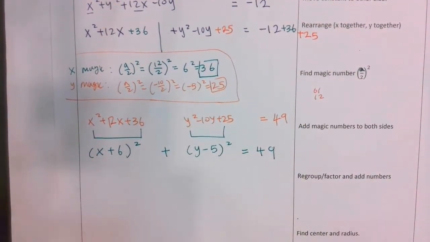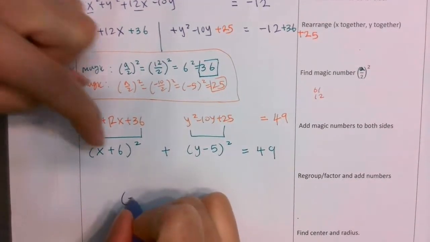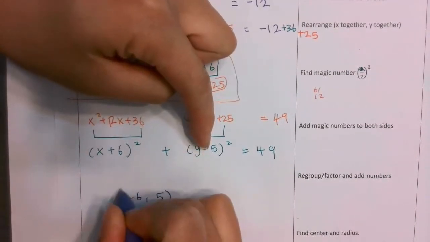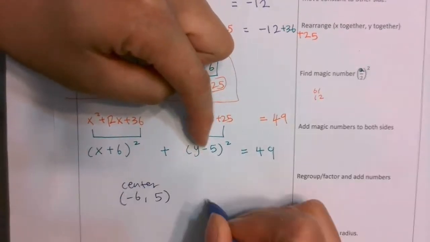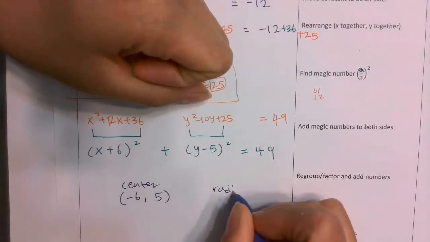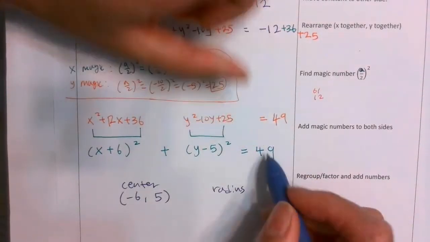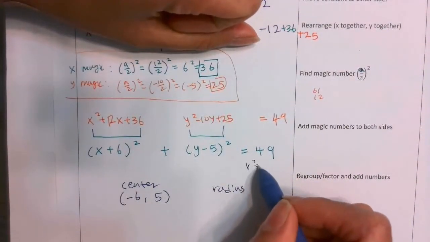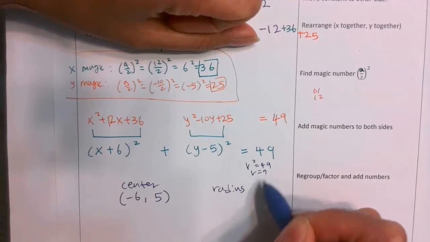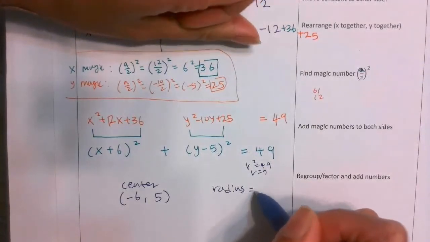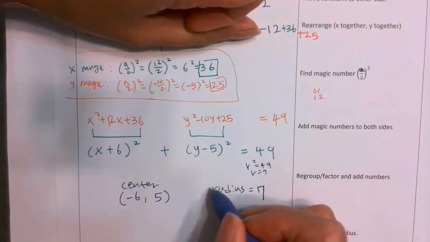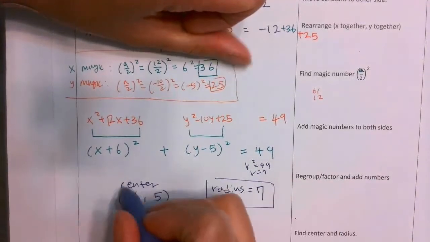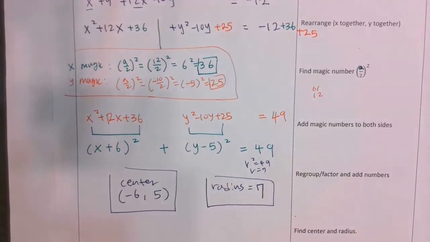So now we can go ahead and find the center. Center is what? Negative 6 comma 5. And what's going to be the radius? 49? No. Radius squared is 49, so radius is going to be 7. Mrs. Major, how is it not going to be negative 7? How would it? Well, because radius is always going to be a positive number. So that's why it kind of eliminated.